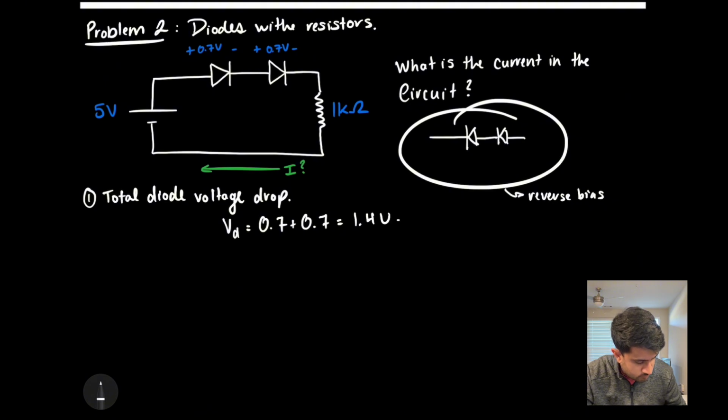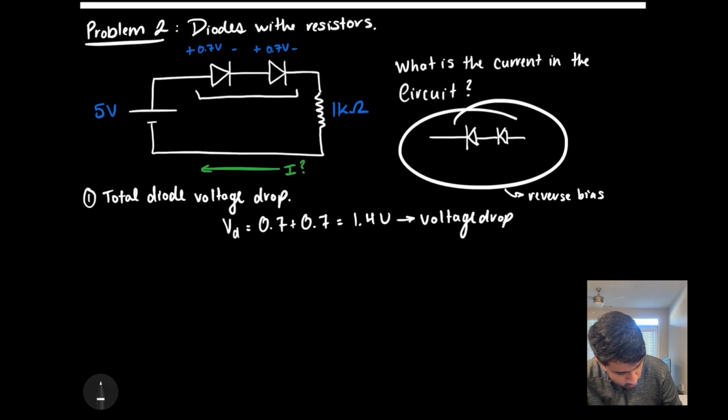This is the voltage drop, meaning this voltage drop right here is 1.4 volts. 0.7 volts plus 0.7 volts is 1.4 volts. Now, how much voltage is left across the singular resistor is what's step number 2.